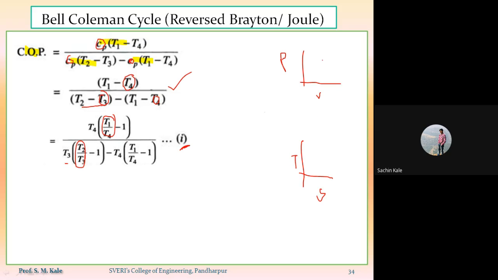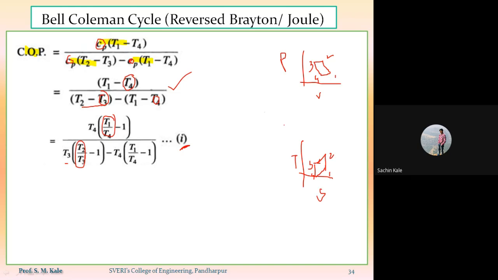in case of the Bell-Coleman cycle, process 1 to 2 is likewise, then 2 to 3 is likewise, then 3 to 4 is likewise, and 4 to 1 is likewise. Here 1 to 2 is a vertical line, this will be 2 to 3, then 3 to 4, and this will be 4 to 1. I am not able to draw the arrow also because here I am using the pointer.